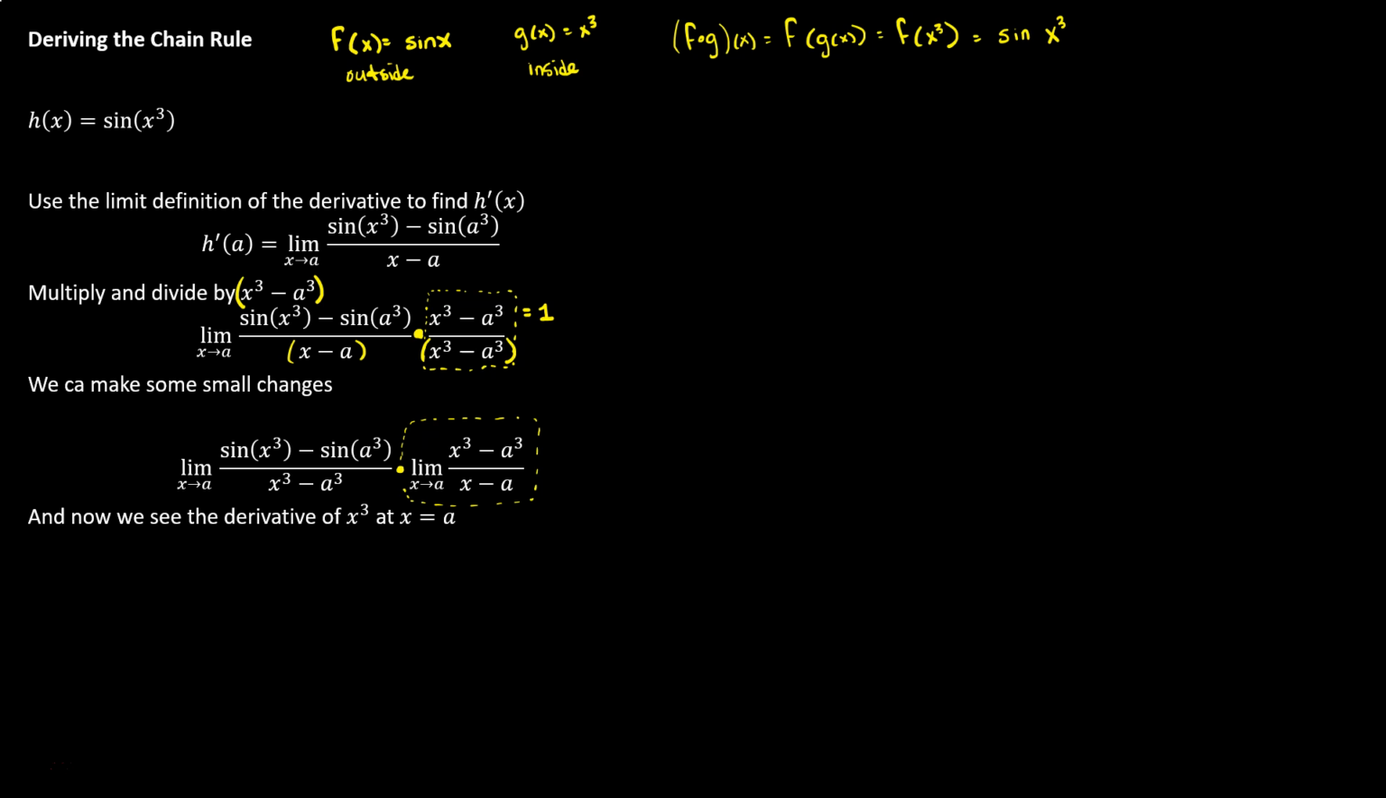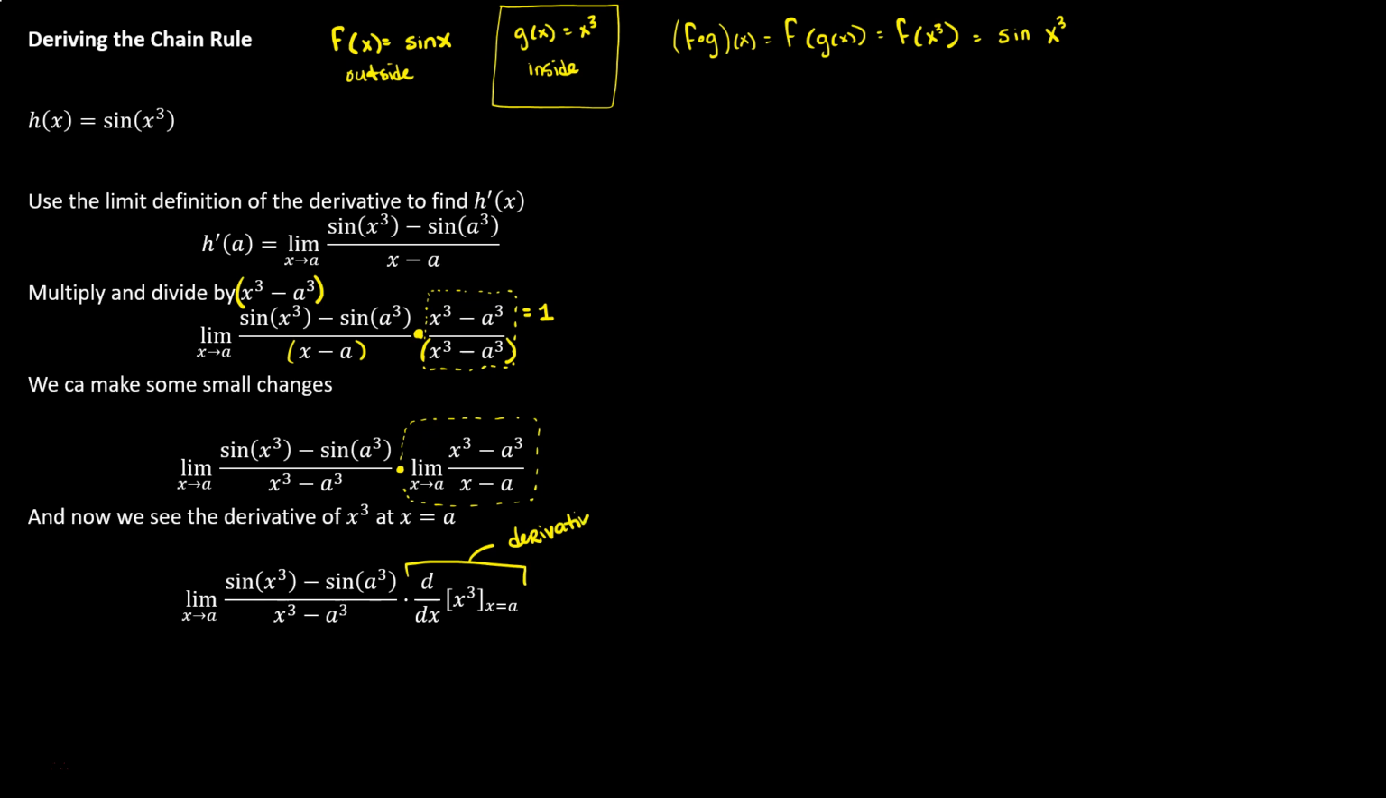And keep in mind that we've already designated the function x cubed to be called our inside function. So if we're taking the derivative of a composition of functions, we can now see that we're multiplying by the derivative of the inside function at x equals a. Now the only thing left for us to do is figure out what's going on in that other limit.